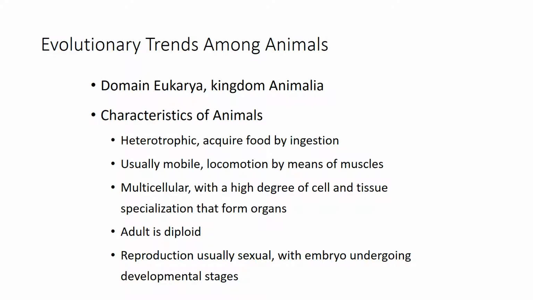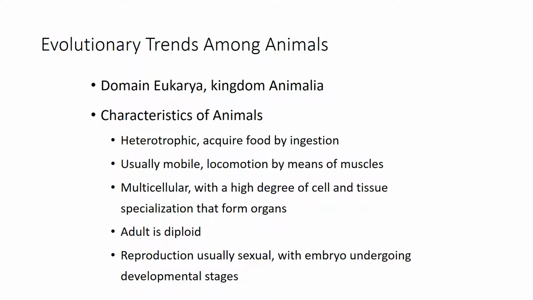Now, just some things to know about animals in general, whether they're vertebrates or invertebrates. They are in the domain Eukarya, so they have a nucleus and they have organelles, and they are also in the kingdom Animalia, obviously. Some characteristics that you would need to know: they are heterotrophic. They get their food by ingesting it from outside sources, and they also digest it on the inside of their bodies. They're usually mobile, which means they can move by means of muscle fibers.